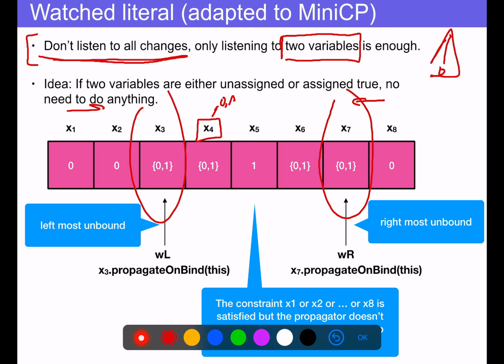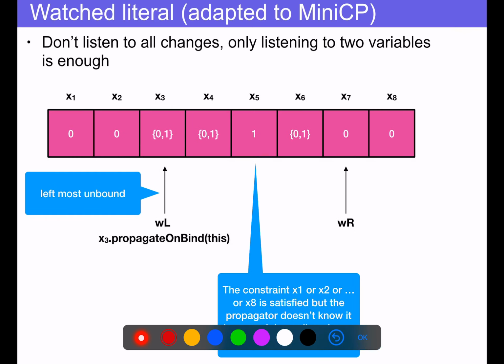So that's the idea. And so to listen to the changes on x3 and x7, we will use propagate on bind on x3 and propagate on bind on x7, okay? So this is the leftmost unbound and this is the rightmost unbound. So as I said, if this one suddenly becomes bound, we don't care. We cannot do the unit propagation because x3 and x7 are still not bound. Okay. If x7 becomes bound, then you simply move the pointer and you now start to listen to x6 instead of x7, which is now bound. Okay. So at any point in time, you are only listening to two variables.